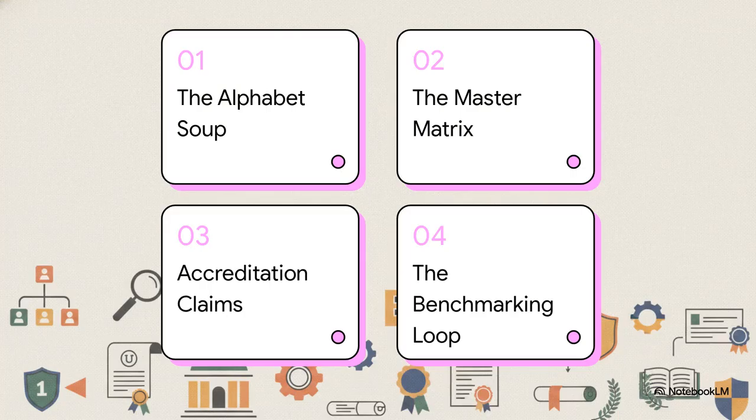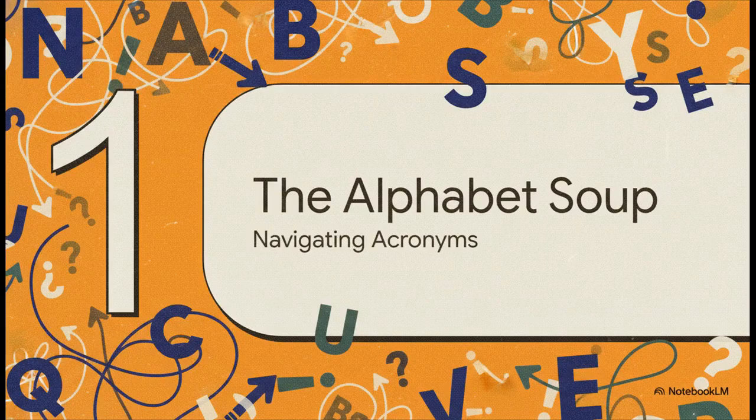Here is our roadmap for today. We'll be navigating the alphabet soup, going inside the master matrix, reading accreditation claims, and finally wrapping up with the benchmarking loop. All right, part 1, navigating the alphabet soup.